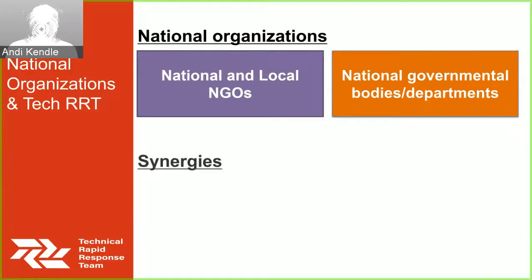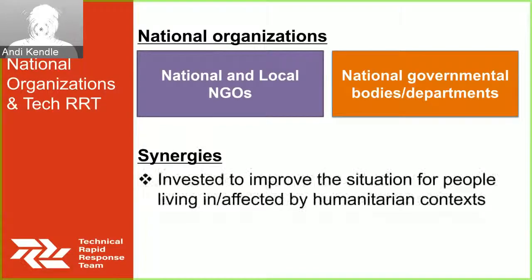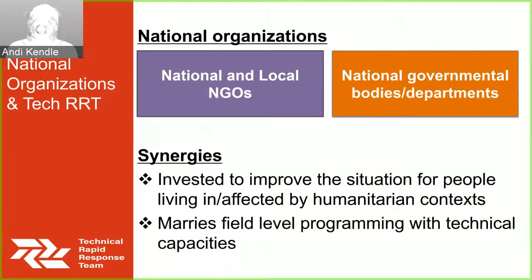There are quite a few synergies between the Tech RRT and national organizations. Two key ones are that both are invested in improving the situation for people living in and affected by humanitarian contexts, and there's a synergy that marries field-level programming, meaning hands-on people reaching people affected by humanitarian emergencies immediately, with technical capacities.